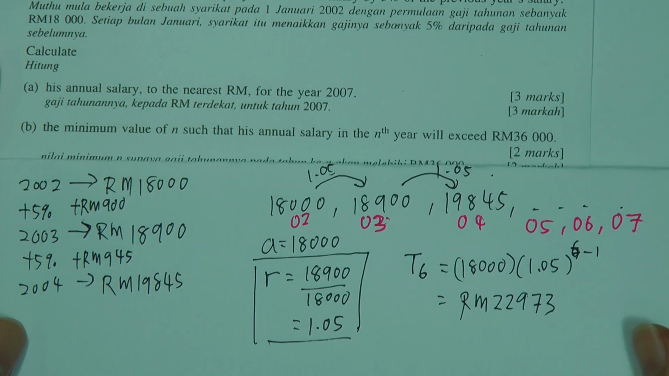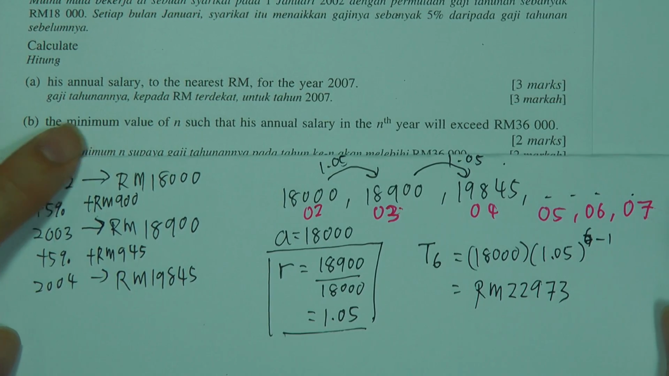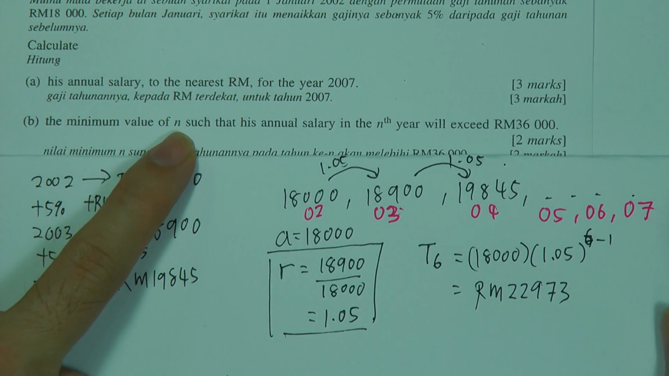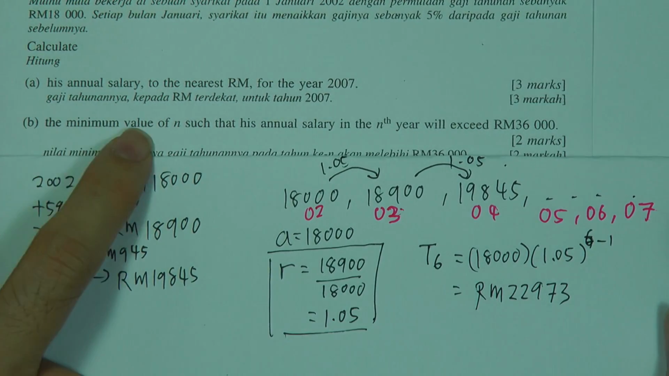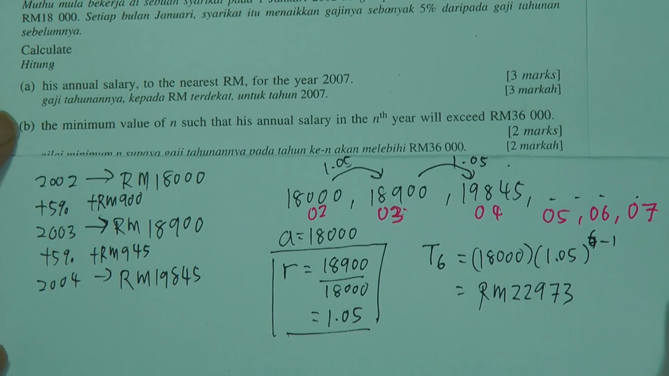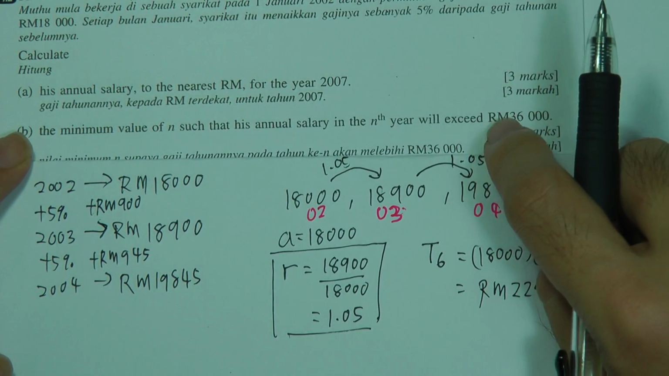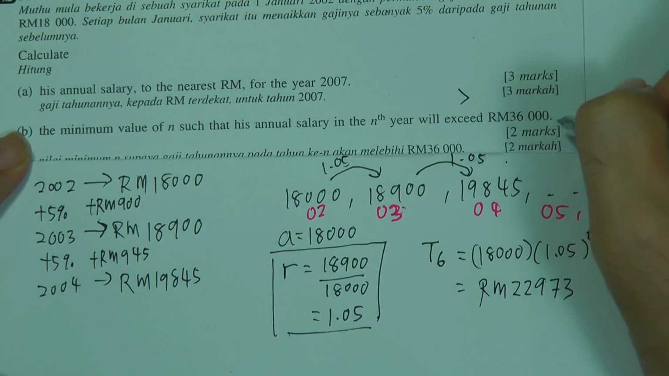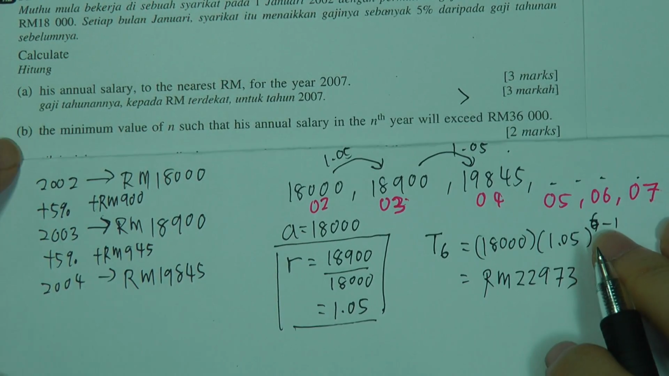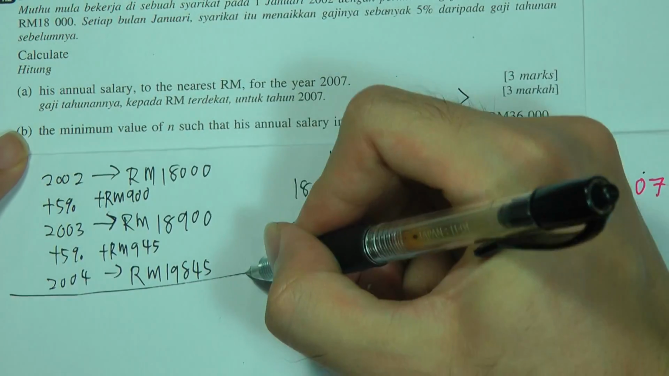So part B actually is very simple. He says the minimum value of n, actually is the same as what he asked just now, the smallest value of n, and the minimum value of n is all the same thing, such that his annual salary in the nth year is more than 36,000. So this one same thing, you have to use log to solve. So let me write it over here.